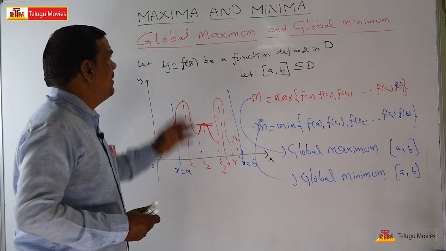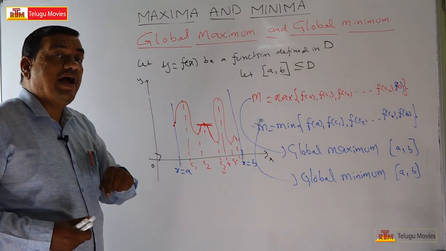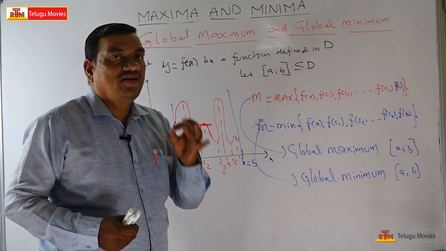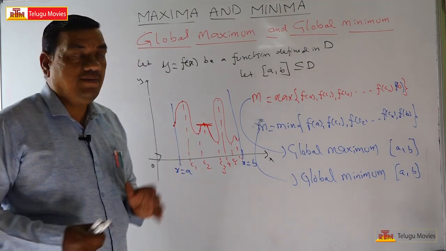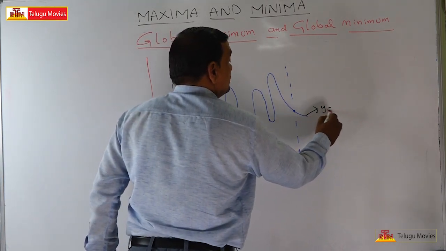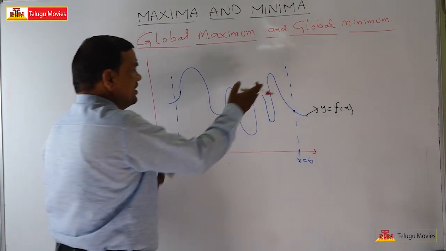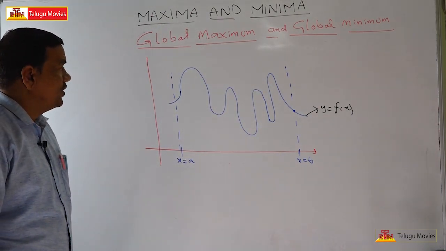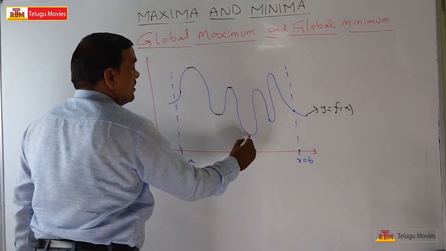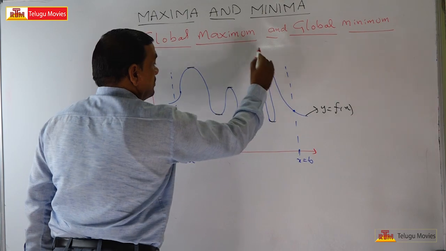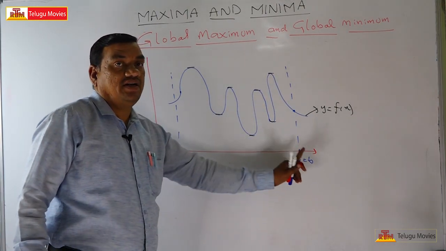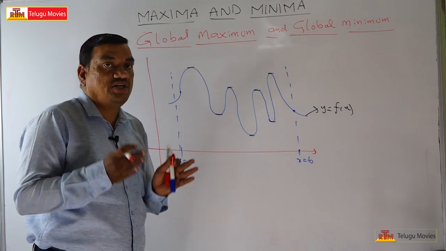But what is the difference between local maximum and local minimum? I will draw one diagram so that I can explain it clearly. See here, there is a function y is equal to f of x. The shape of that curve is like that. If you observe, these are the turning points in the interval a and b, the closed interval a and b.